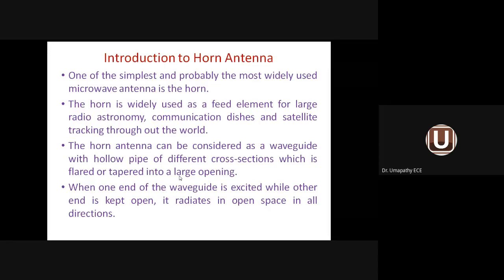So your rectangular waveguide does not operate as a radiator or an antenna. I have to do some modification at one side of the rectangular waveguide. On the right hand side, I will flare the mouth of the rectangular waveguide. I will taper the mouth into a larger opening. When I make it a larger opening, what will happen? Radiation becomes very easy. Radiating energy into free space becomes comfortable. That is why we are tapering or flaring into a larger opening at one side of the rectangular waveguide. In such a case, the antenna is said to be a horn antenna.